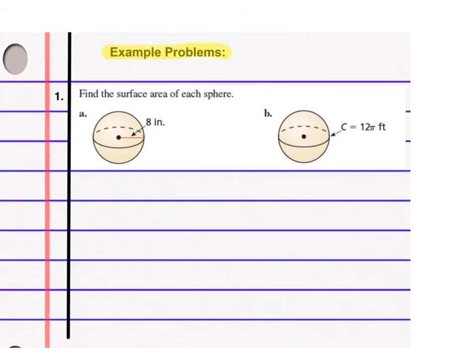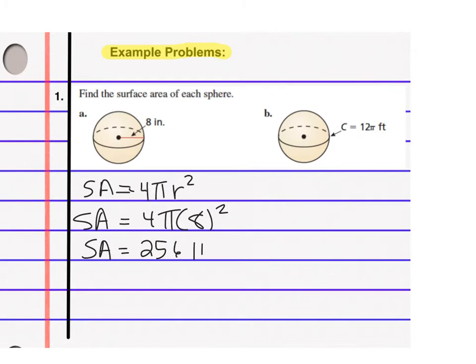All right, let's try a couple examples. First example, find the surface area of each sphere. Let's look at A. You have a sphere here with a radius of 8 inches. So for surface area, we're doing 4 pi r squared. The radius is 8, so it's 4 times pi times 8 squared. I'm going to leave this one in terms of pi. So 8 squared is 64. 64 times 4, I get 256.